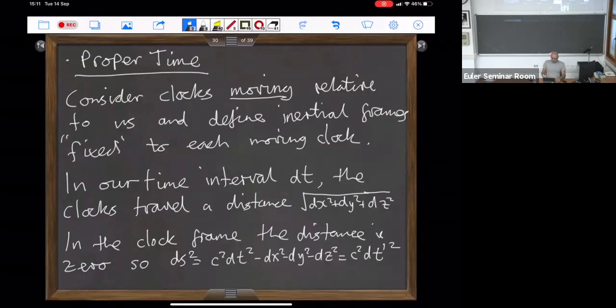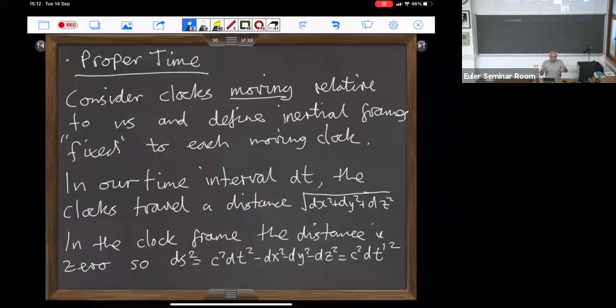Okay, so for the remainder of the lecture, we're going to discuss the times measured by clocks which are in relative motion to one another. If you have a moving clock, you can naturally associate a frame of reference to it, which is the time being registered by that clock and the x, y, and z coordinates of that clock.